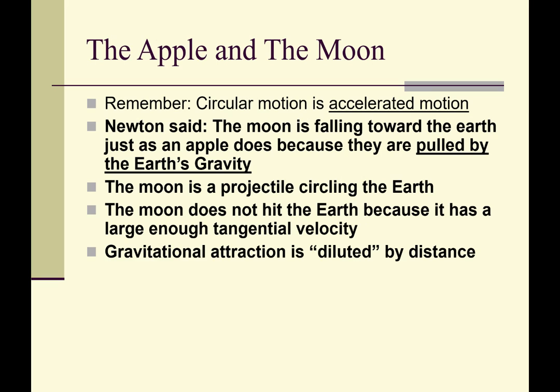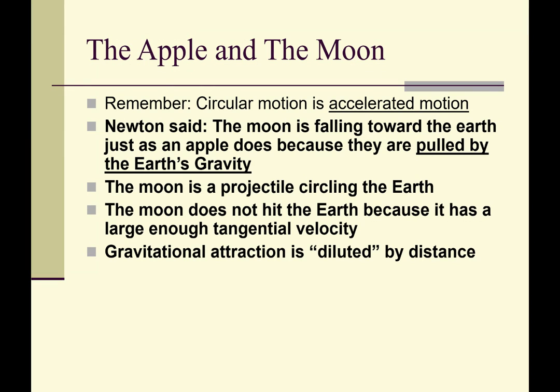So there are some things that I want you to realize. Back in the day, Newton said that the moon is falling towards the earth just as an apple does because they are pulled by the Earth's gravity. Now, when we think about circular motion, we know circular motion is accelerated motion. So why does the moon not crash into the Earth? Well, why is the moon not pulled down towards the center of the Earth?